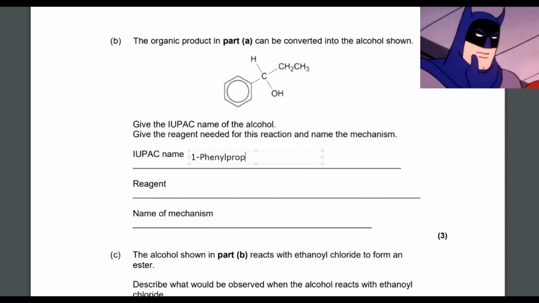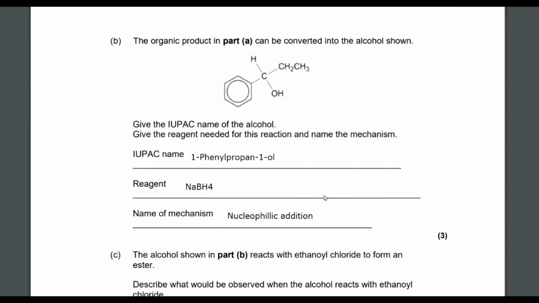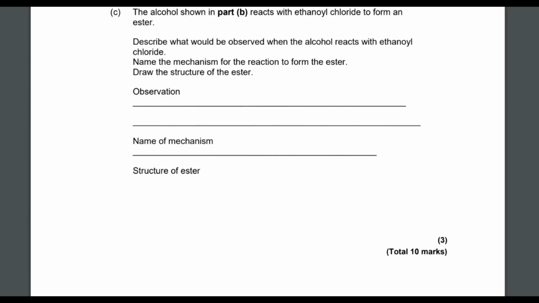So let's score those 3 marks here. We've got the IUPAC name is 1-phenylpropan-1-ol. The reagent we used is NaBH4. Remember, you can use LiAlH4, I'm not even going to say it, lithium aluminium hydride. And of course, the mechanism was nucleophilic addition. Right, awesome. Let's move on to part B.